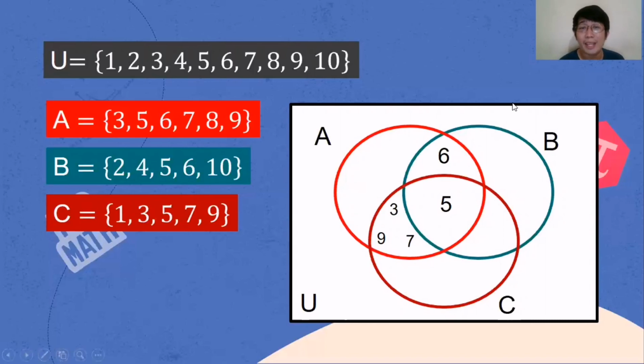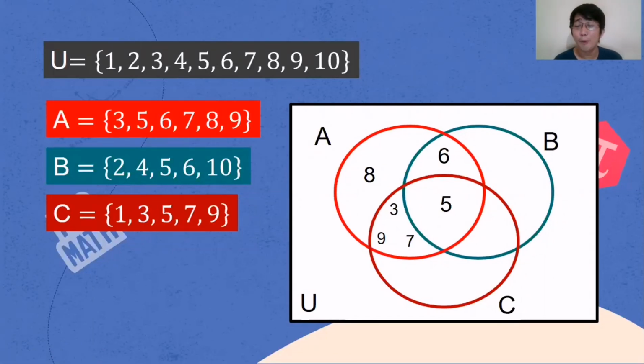The next one. Let's focus on set A. On this part, ibig sabihin, anong meron sa set A na wala kay B, na wala kay C? That is, we have 3, 5, 7, 6, 9. And the remaining one is 8. Ibig sabihin, set A has 8, wala kay B, wala din kay C based on the given example.